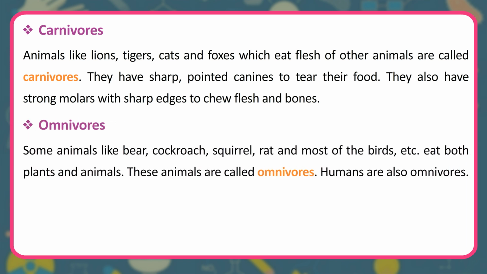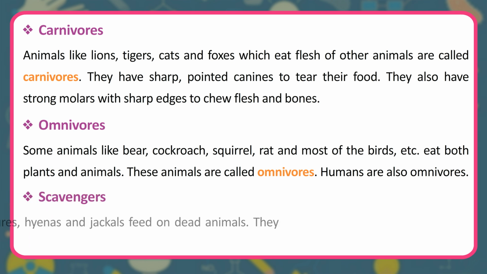Omnivores. Some animals like bear, cockroach, squirrel, rat and most of the birds, etc. eat both plants and animals. These animals are called omnivores. Humans are also omnivores.